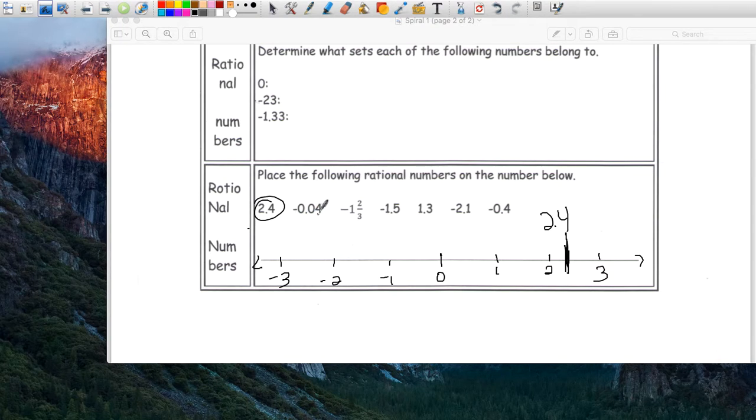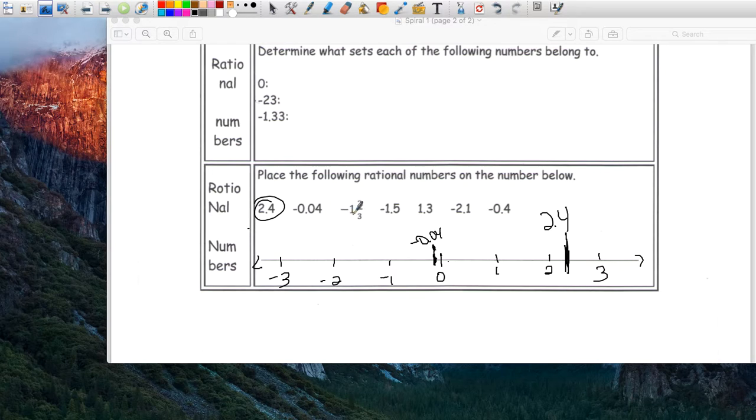Negative 0.04. Well, think about where the positive is. That says 4 cents. 4 cents would be right here. Its opposite, which is negative 4 cents, should be on the same side, very close to 0. So there's my negative 0.04. So that's one way of using opposites. If you have trouble locating its negative, locate its positive first, and then just see where its negative is.